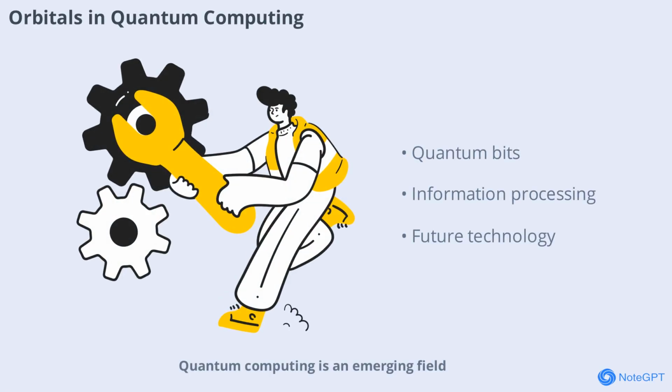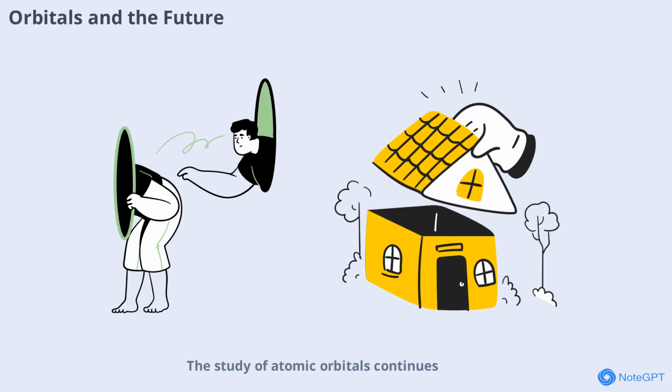Quantum computing is an emerging field that harnesses the principles of quantum mechanics, including atomic orbitals, to process information in new ways. Understanding how electrons behave in orbitals is key to developing quantum bits, or qubits, which are the building blocks of quantum computers. The study of atomic orbitals continues to drive innovation in science and technology.